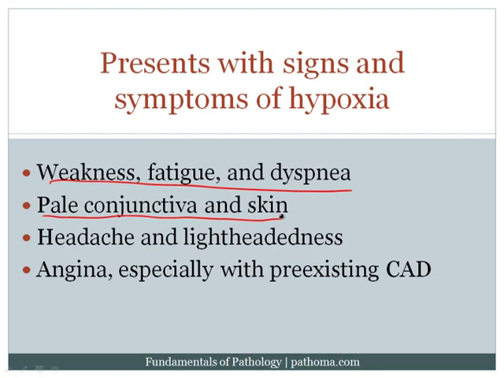Now, the patient may present with headache and lightheadedness due to hypoxia to the central nervous system, in particular the brain. And the patient may even exhibit signs and symptoms of angina. Angina is chest pain, and because there's low oxygen in the blood, there would be low oxygen delivery to the heart. And if the patient has some pre-existing situation that has already decreased the blood flow to the heart, for example, coronary artery disease, then a further decrease in oxygen in the little bit of blood that's actually going to the heart could actually result in signs and symptoms of angina. These are the classic signs and symptoms of hypoxia.